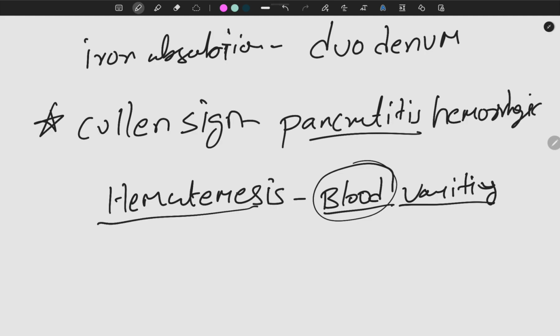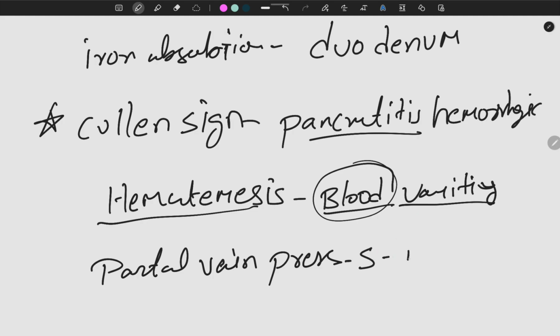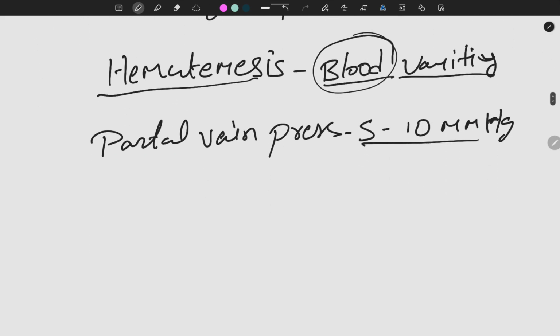So the next important point is the portal vein pressure. What is the normal portal vein pressure? That is 5 to 10 mm of Hg. Okay, 5 to 10 mm of Hg, that is the portal vein blood pressure.